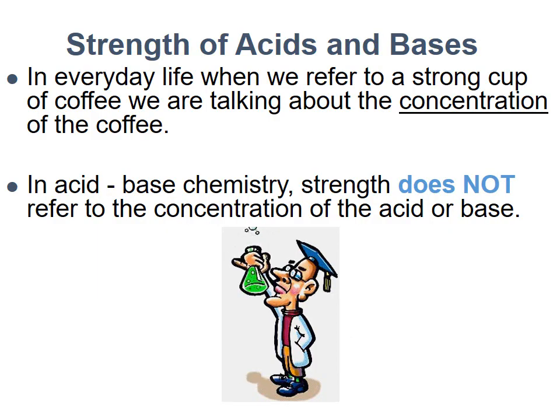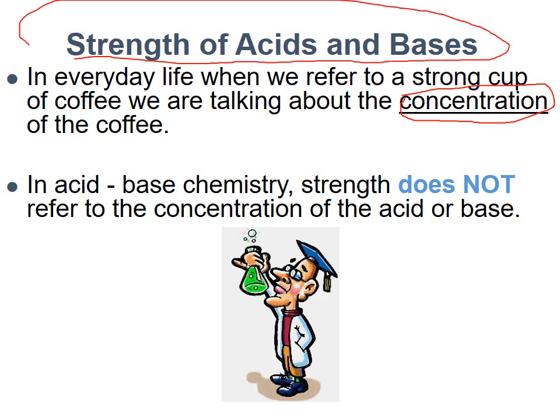So before we go into indicators and pH, I want to talk about the strength of an acid and base. The strength doesn't necessarily refer to the concentration. So I know sometimes in everyday life we say, oh, this is a strong coffee or a strong tea, and that means that there's a high concentration of the solute dissolved in the solution. The strength of acids and bases does not refer to that. In this case, the strength of an acid and base refers to how good of an acid or how good of a base you are.